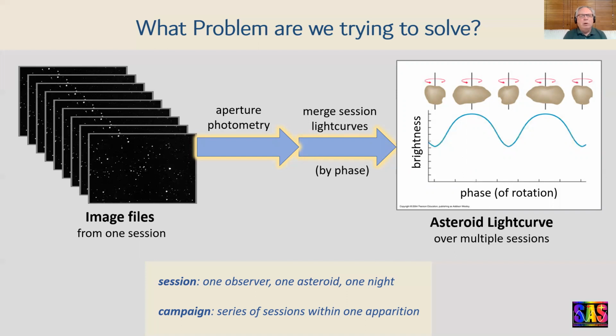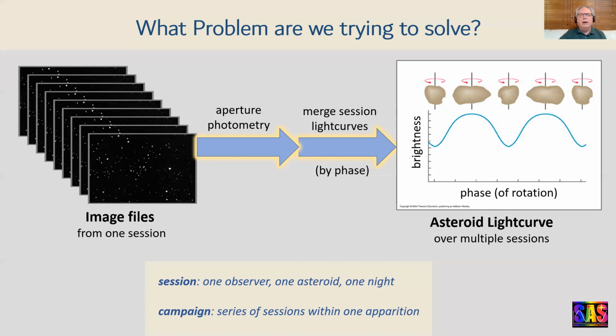So again, we're looking at multiple sessions to make an asteroid light curve over one apparition, and I call a series of sessions during one apparition on one asteroid a campaign. And the difference between an apparition and a campaign is that an apparition is the close approach of Earth to an asteroid and vice versa. So it's a function of the asteroid. A campaign is what you do about it; you're taking action.